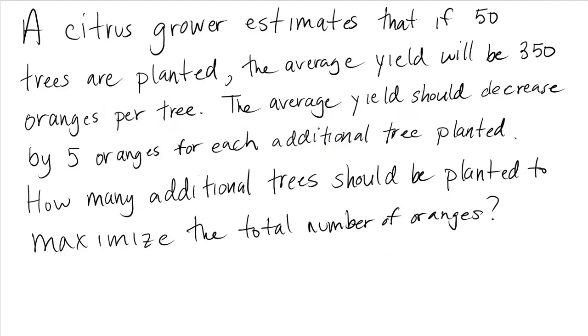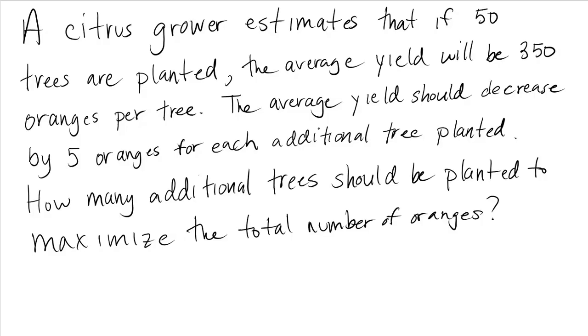A citrus grower estimates that if 50 trees are planted, the average yield will be 350 oranges per tree. The average yield should decrease by 5 oranges for each additional tree planted. How many additional trees should be planted to maximize the total number of oranges? So you can probably guess what our strategy is going to be. We're going to write a function that represents the scenario. We want the input to be the number of additional trees. We want the output to be the total number of oranges, and we're going to try to maximize that function.